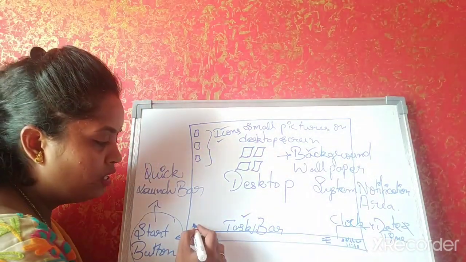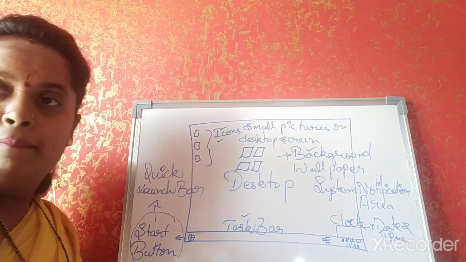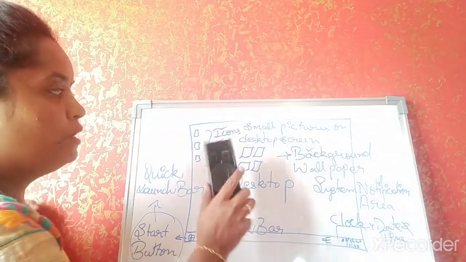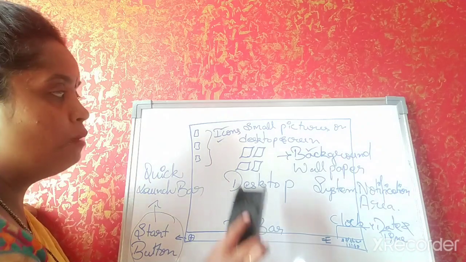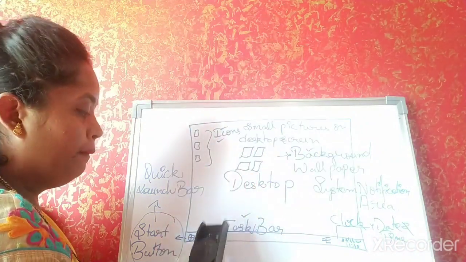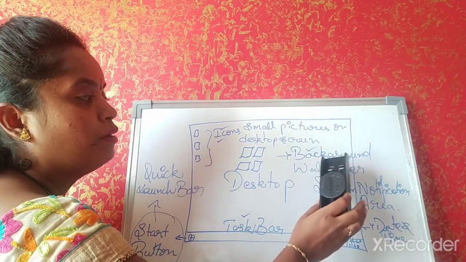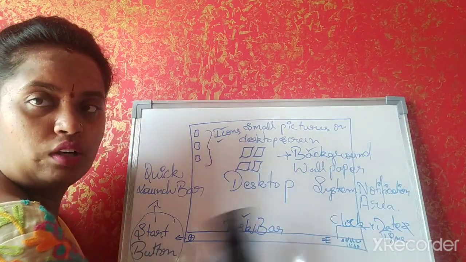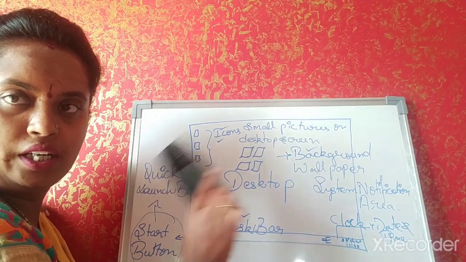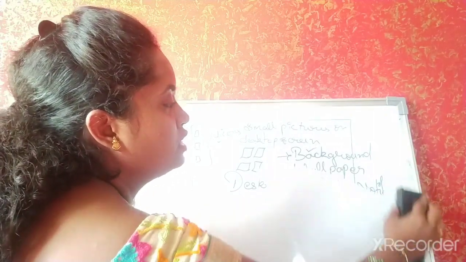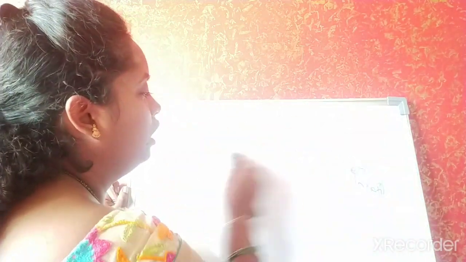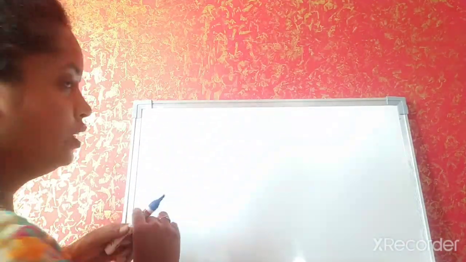Then once you click on the start button, till here did you understand? Let me tell. What are the components of the desktop? Icons, start button, taskbar, clock, date and time, background. Okay, background of the desktop, or you call it as wallpaper. Now we will be seeing, once you click on the start button, what is the available option.